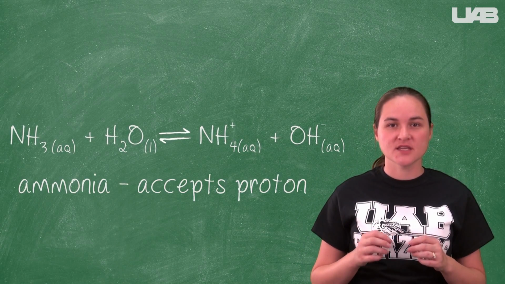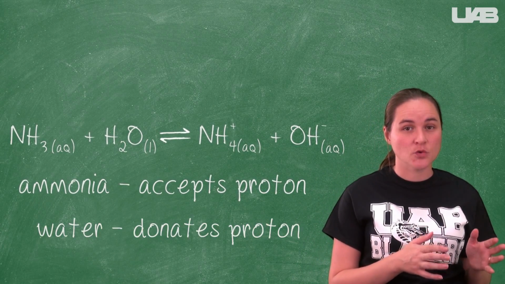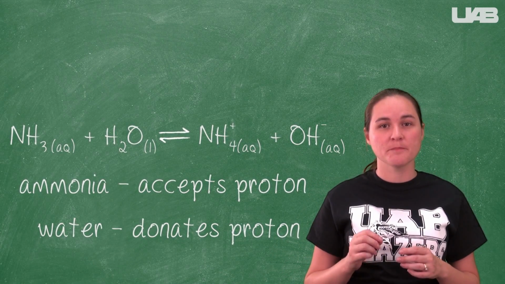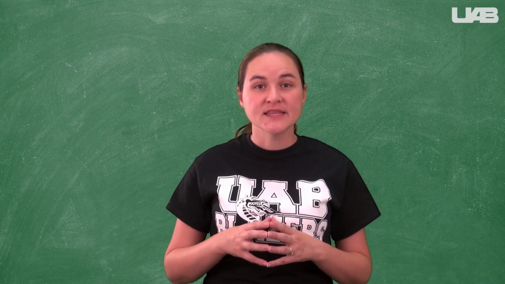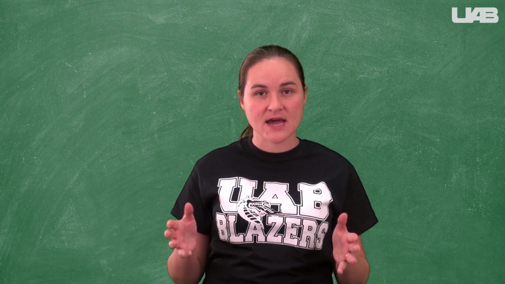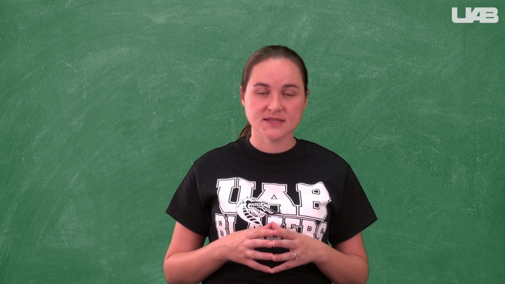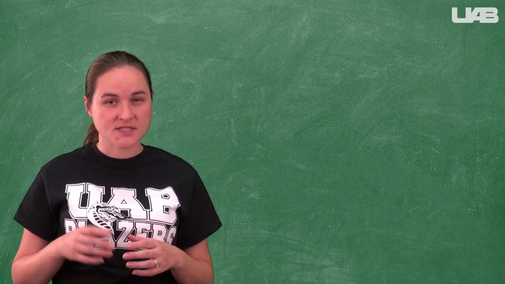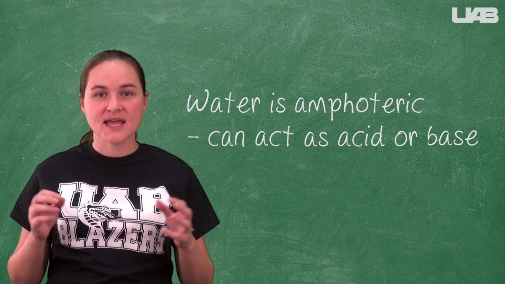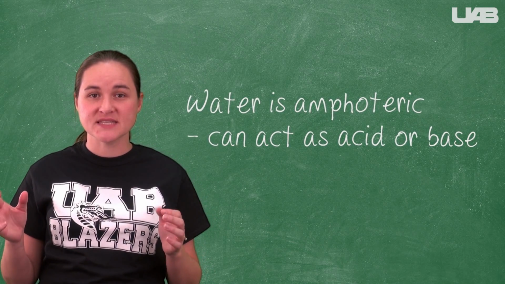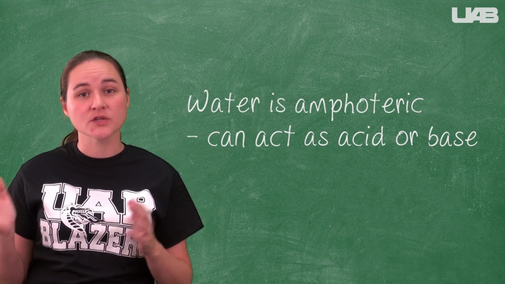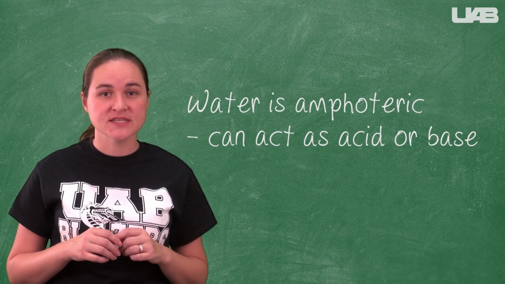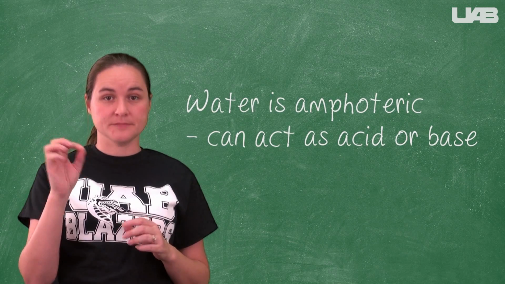The recognition that the ammonia accepted the proton and that the water donated the hydrogen ion is the key chemical behavior that led to a better, more inclusive theory. This theory is credited to Bronsted and Lowry and is appropriately called the Bronsted-Lowry theory. In the Bronsted-Lowry theory, water is a special molecule. It is an amphoteric substance, which means it can actually act as either an acid or a base. In the Bronsted-Lowry definition, we see that this behavior is very important.